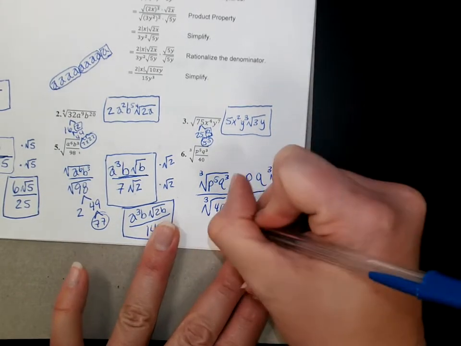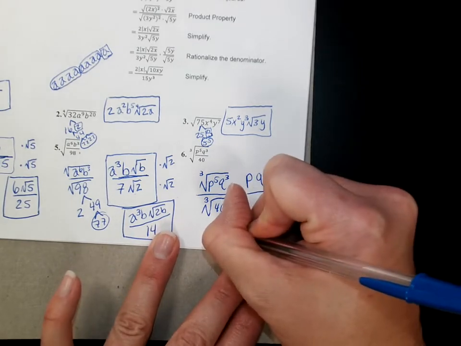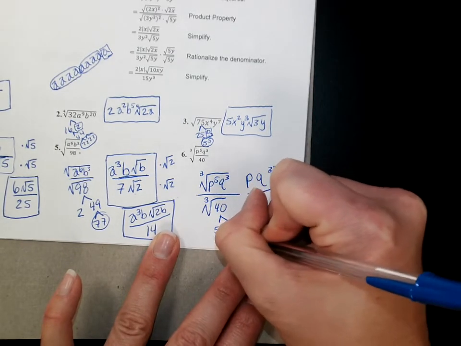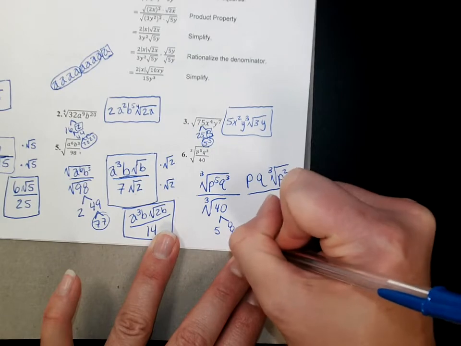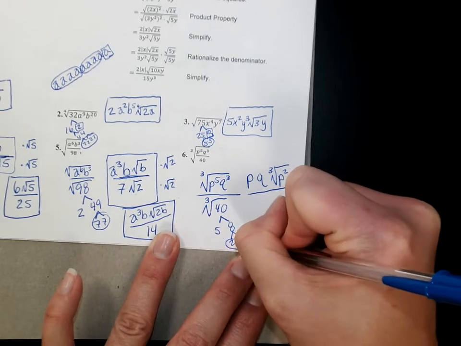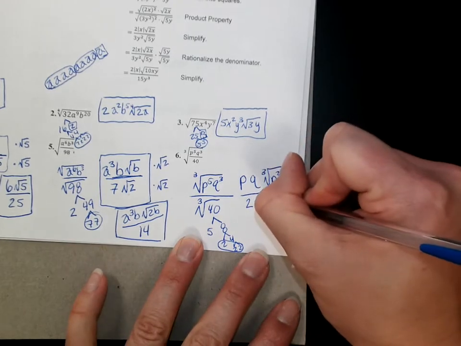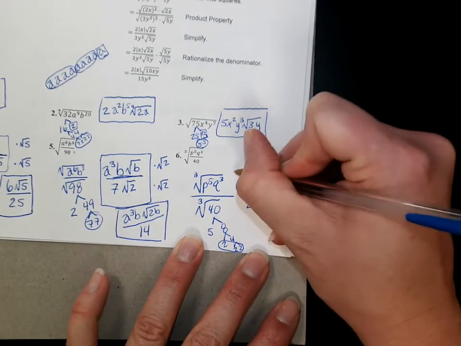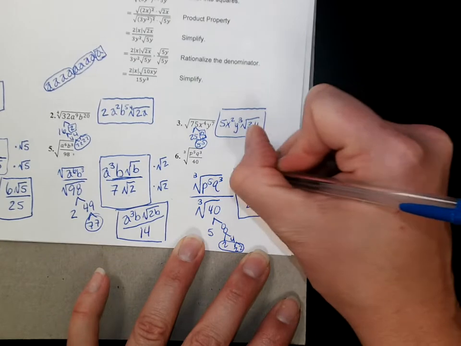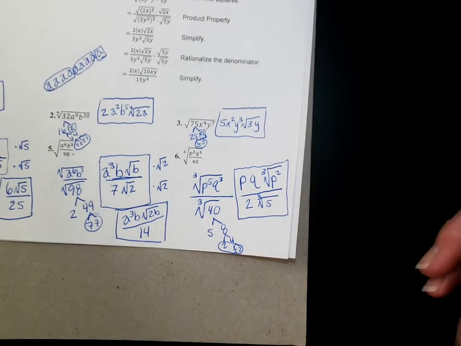On the bottom, I'm going to have to factor tree out 40. That is 5 times 8. 8 is 2 times 4, 2 times 2. So here is a group of 3 2's. I know I'm going to have a 2 on the outside. I know I'm going to have a cube root of 5 on the inside. So again, that's technically true.